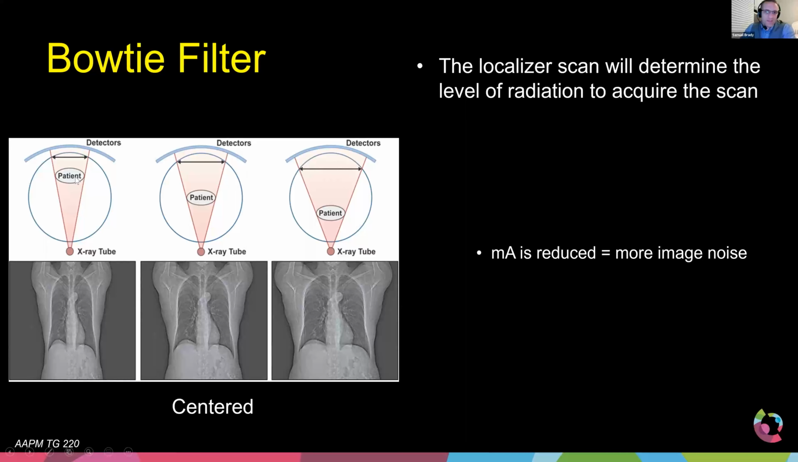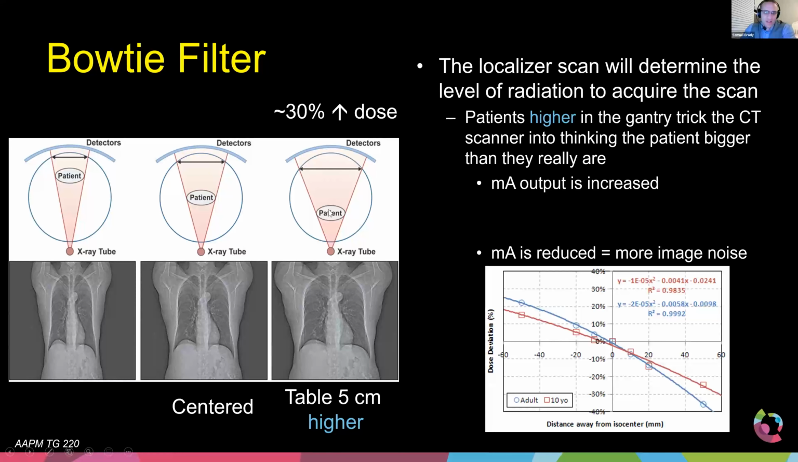But what happens if the patient was accidentally put a little too close to the X-ray tube? So they're off-centered high. Well, if you off-center the patient high, and then we do that same localizer, the patient actually physically looks larger in this image than this image. And that is because of the magnification artifact. If you have a detector here and an X-ray tube here, the closer you get to the X-ray tube, or the farther away you get from the detector, the bigger the patient looks.